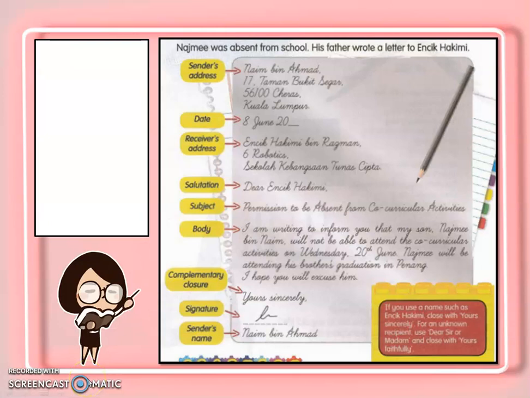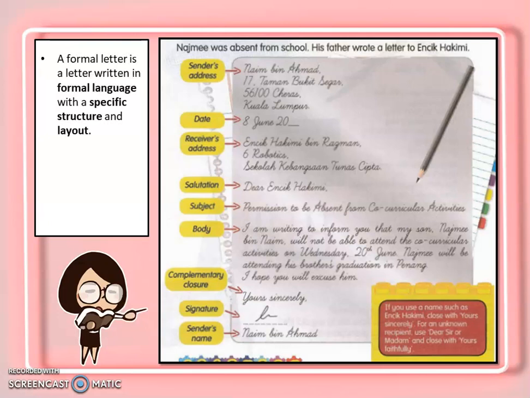Okay, you can see on page 88 there's an example of a formal letter. So what is a formal letter? A formal letter is a letter written in formal language with a specific structure and layout.